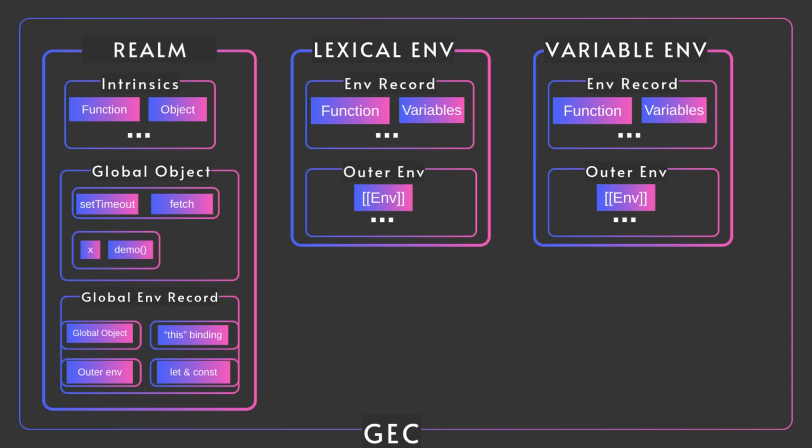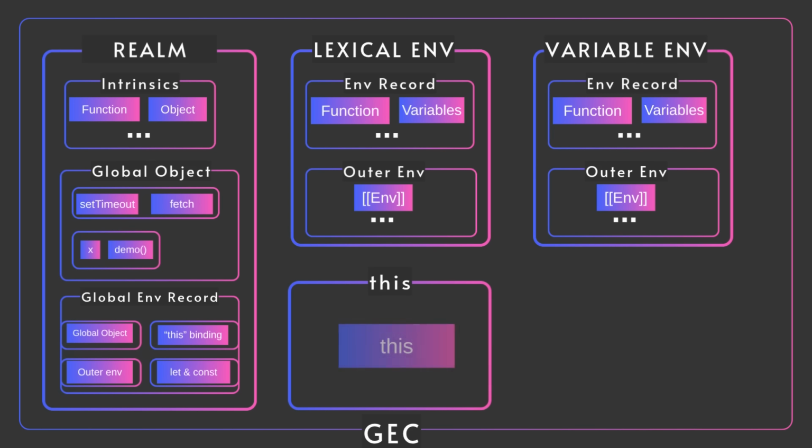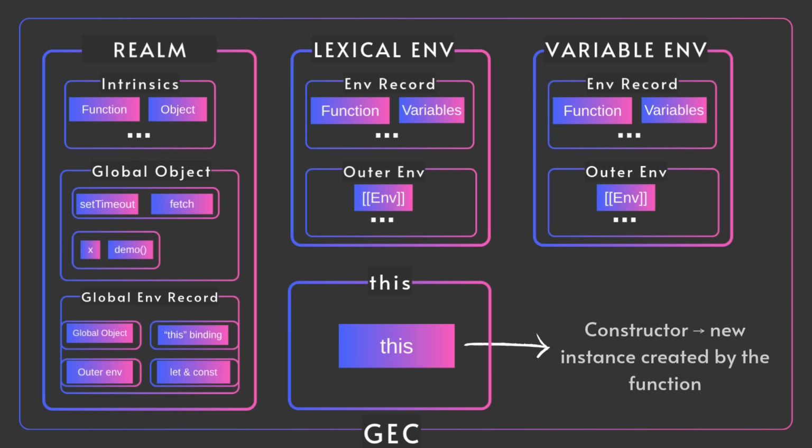until the execution phase. The last key component is the this binding, which determines what the keyword this refers to in a given context. In the global execution context, this refers to the global object. In function execution contexts, the value of this depends on how the function is called, for example, using a method, constructor, or arrow function.